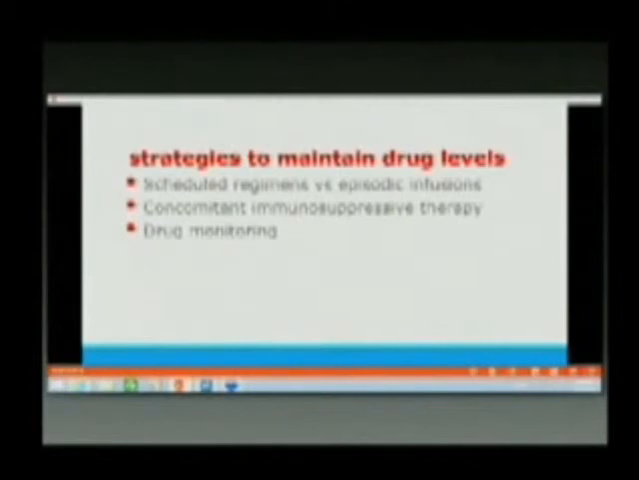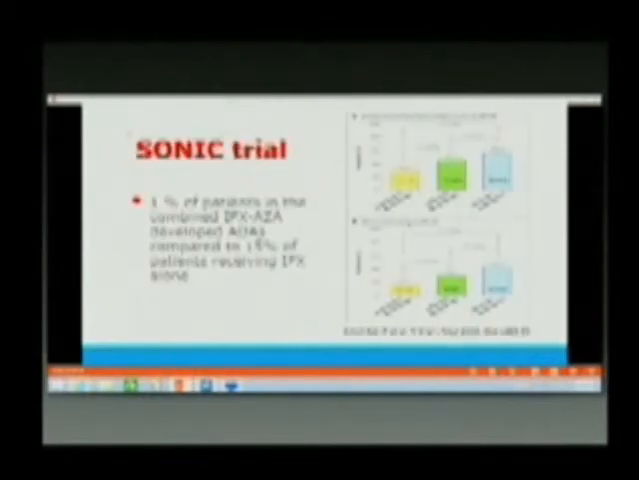In infliximab, for example, if you give it episodically, then there's a chance 60% of your patients will develop antibodies. But when you maintain this patient on a scheduled maintenance regimen, then the percentage of patients who develop antibodies falls to about 10 to 20%. Okay. Concomitant suppressive therapy, I guess this would be your SONIC trial and your SUCCESS trial.